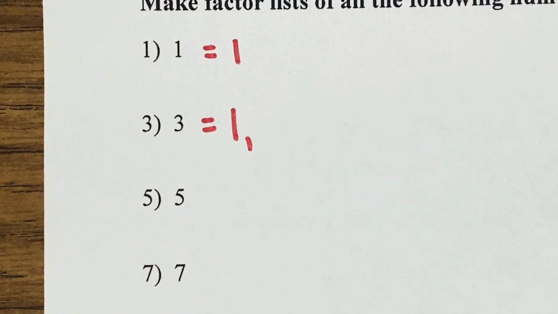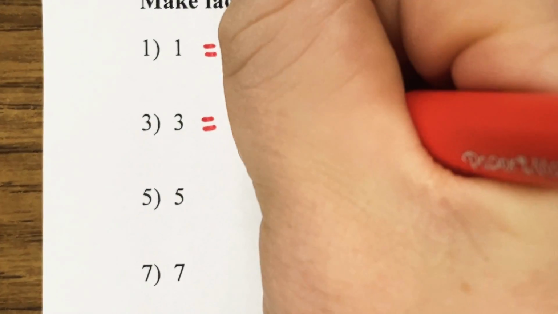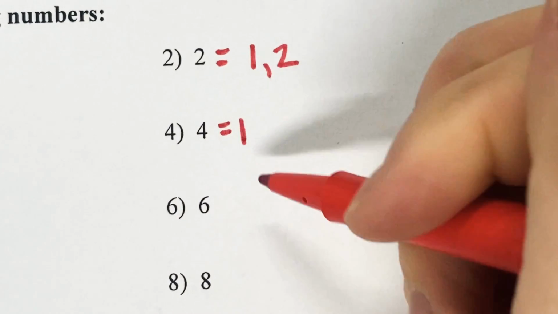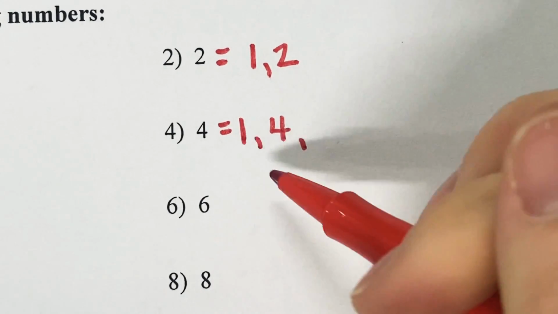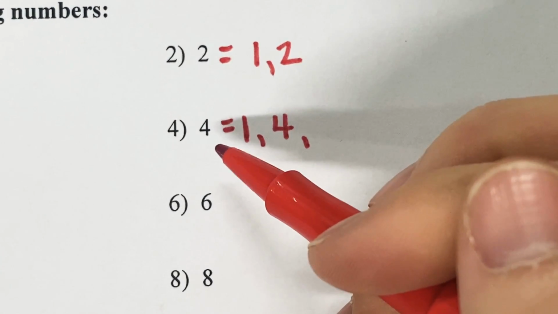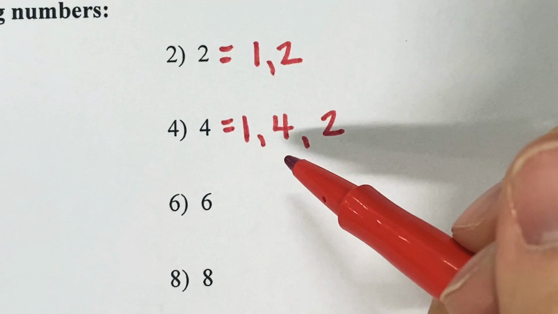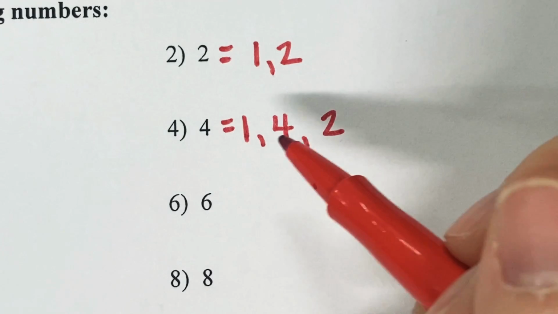What about 3? Okay, so we know 1, that's always going to be a factor. Okay, but what is our other number to multiply to give us 3? It's only 3. Okay, what about 4? We can always start with 1. Okay, 1 times what will give us 4? 4. Okay, are there any other factors though? Hint, it's an even number. Okay, what about 2? 2 times what will give us 4? 2 itself. Okay, so now we're kind of going backwards. Okay, so we got all the factors of 4: 1, 4, and 2. Good job.